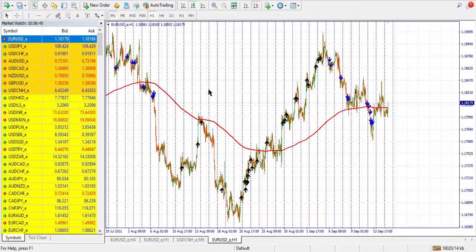It's the second time I'm having delays with my MT4. I don't know what's happening.